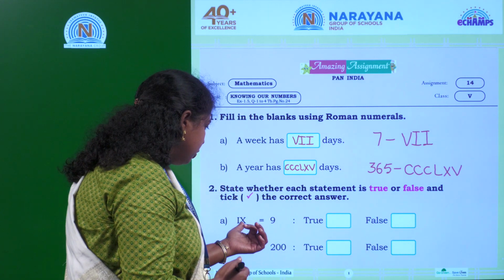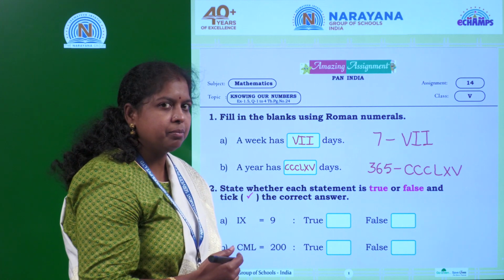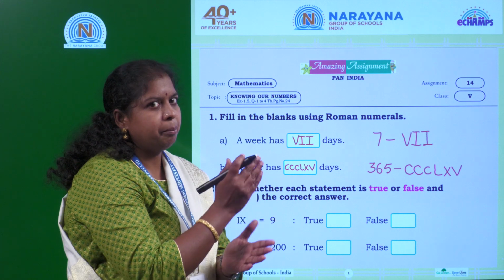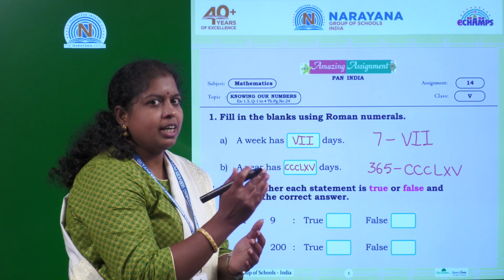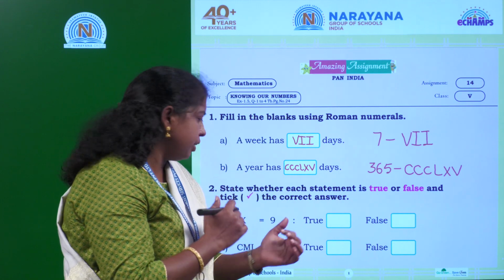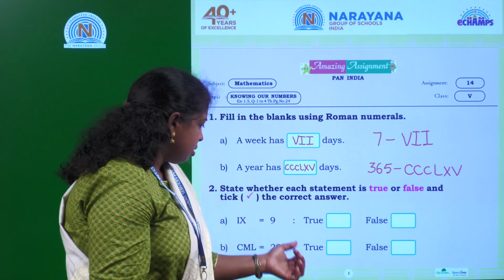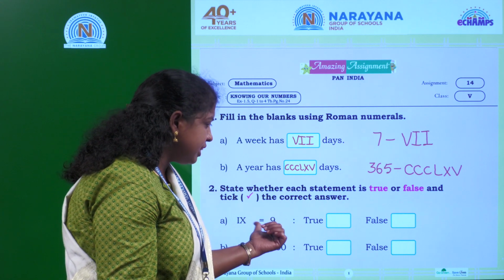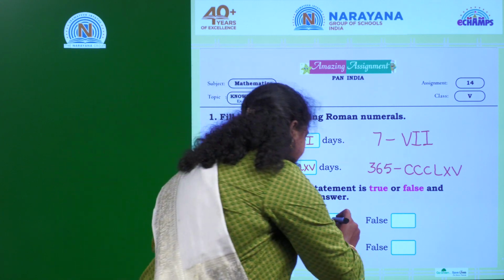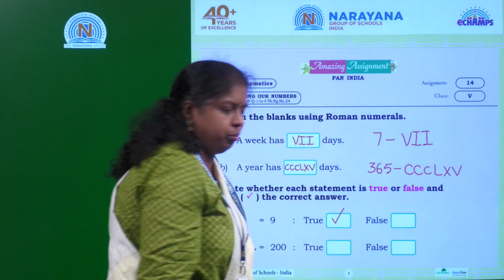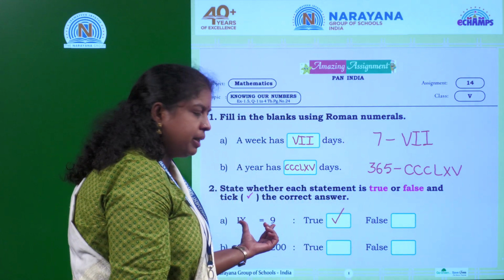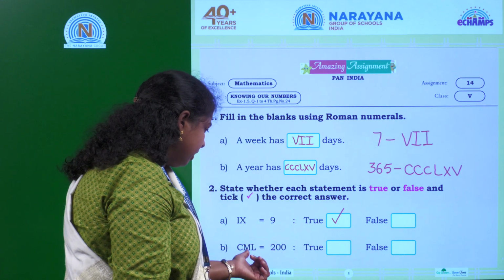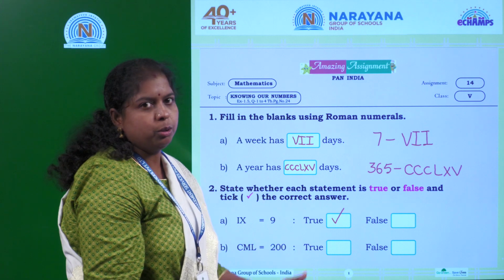What is the given Roman numeral? IX. IX means, I means 1, X means 10. You are writing I before X, means you are subtracting. So, what is the number you will obtain here? 9. So, what is the corresponding Hindu-Arabic numeral given? 9, which is correct. So, you will tick the true. So, the given statement is true. IX represents 9.